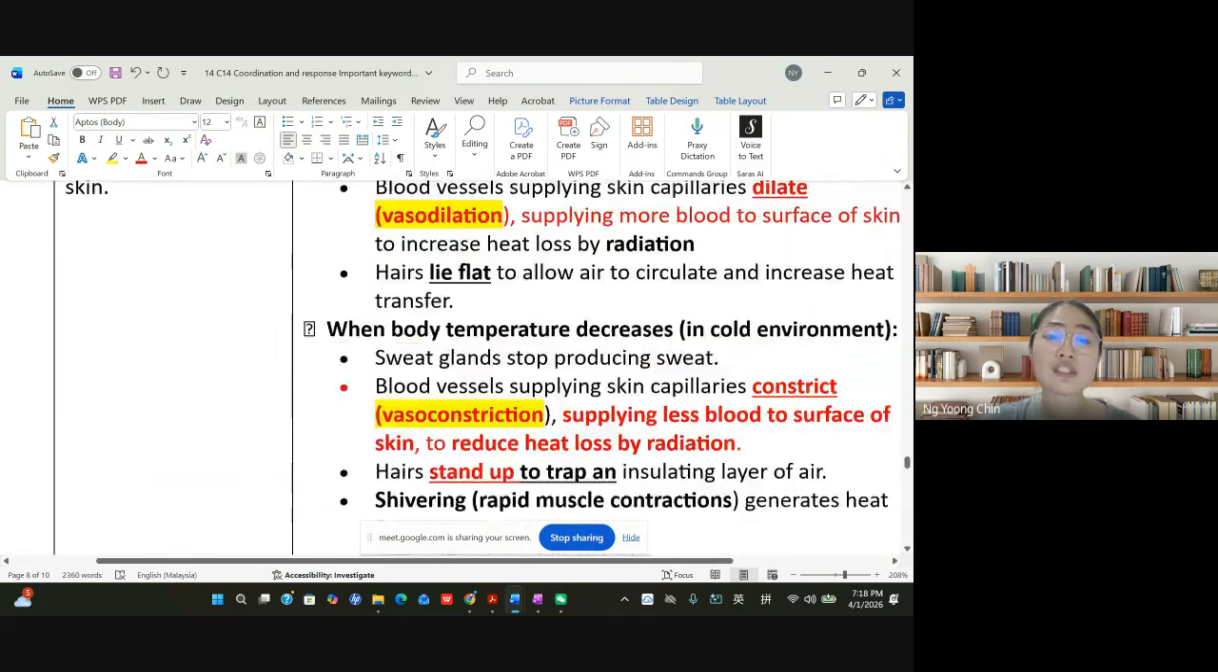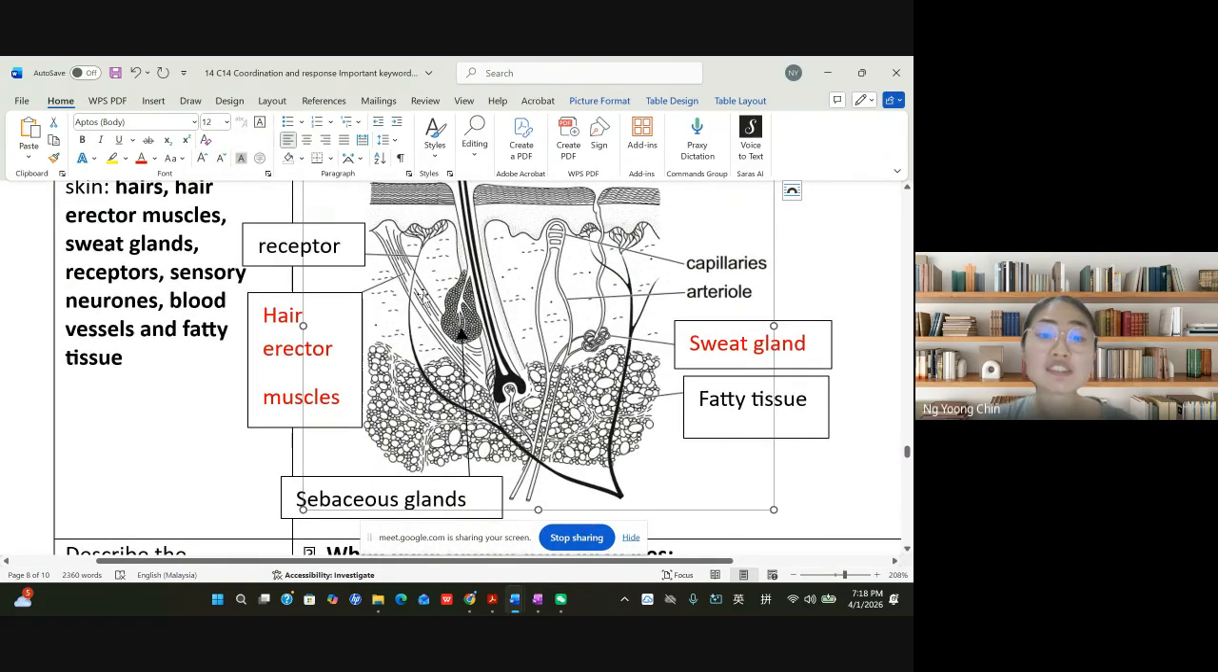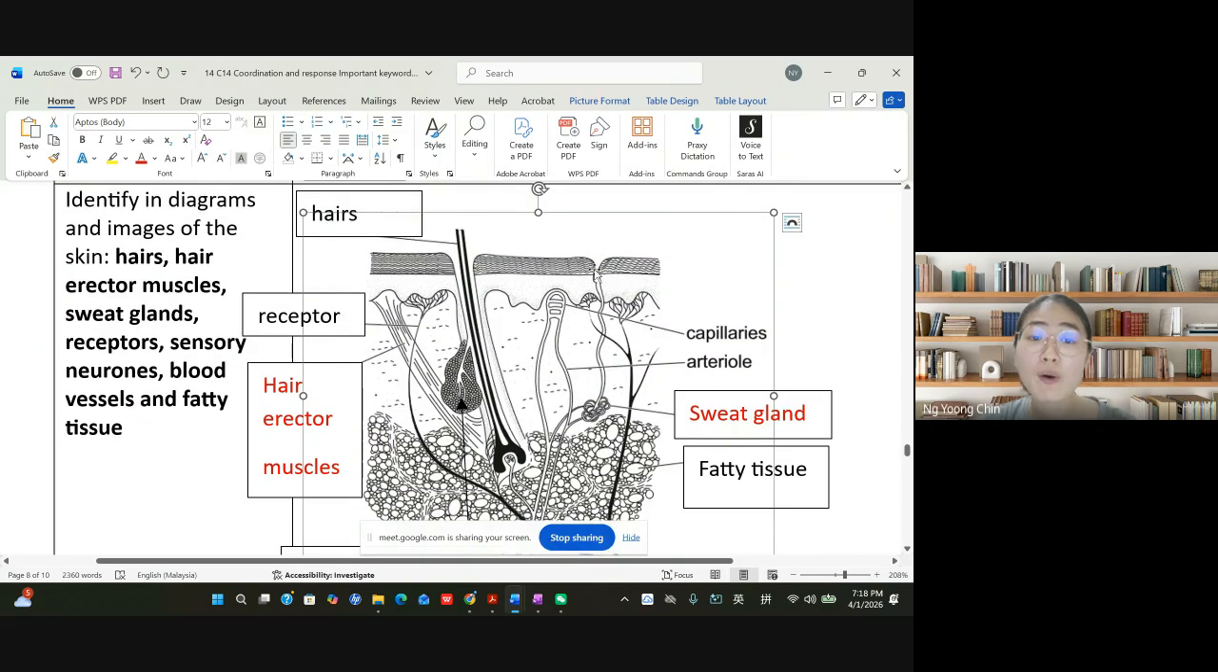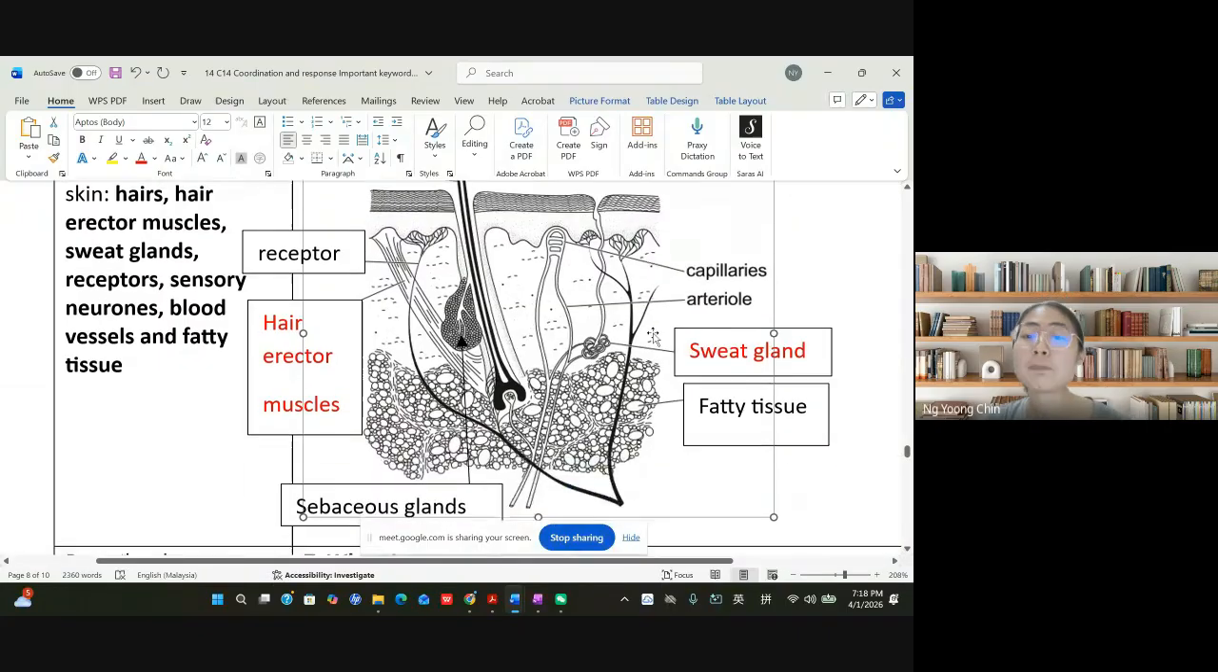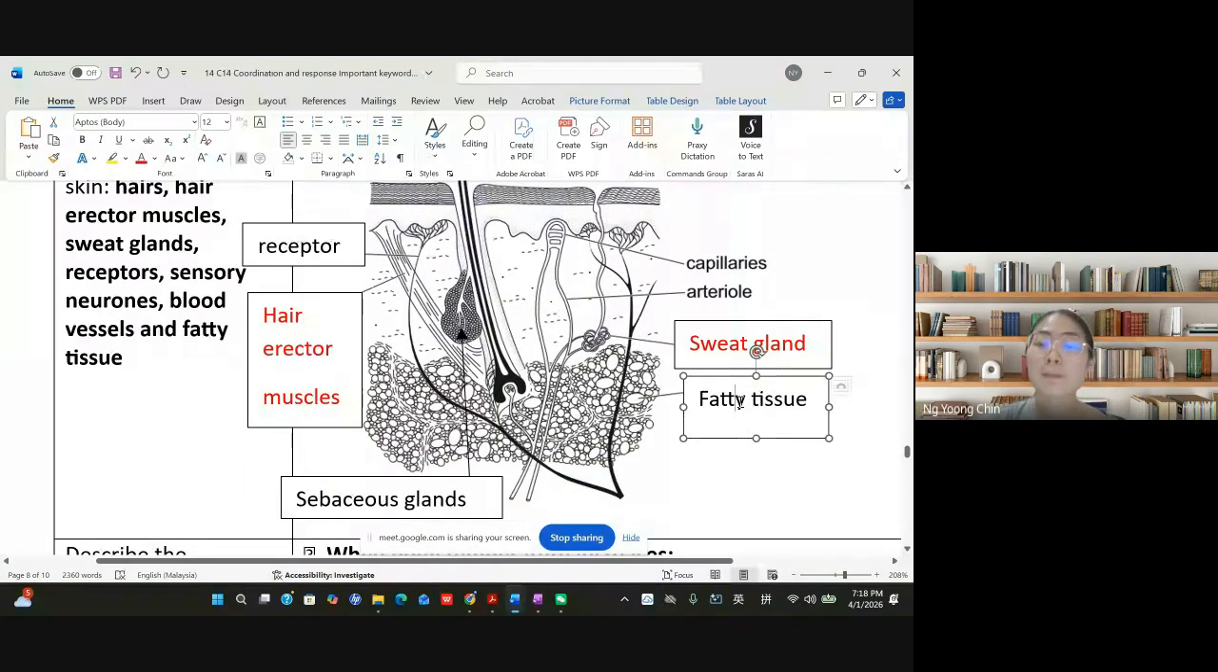Because receptors belong to the nervous system, just part of the nervous system. And then you should recognize the hair erector muscle. And here is a sebaceous gland. Sebaceous gland refers to what? Something that produces sebum, which is the oil, 分泌油脂. And then you have the capillary, the blood capillary, which is connecting to the arterioles. And then here is the sweat gland. Sweat glands are connected to the sweat pore on the skin surface. And then below here will be fatty tissue. We call it what? 皮下脂肪, under your skin.